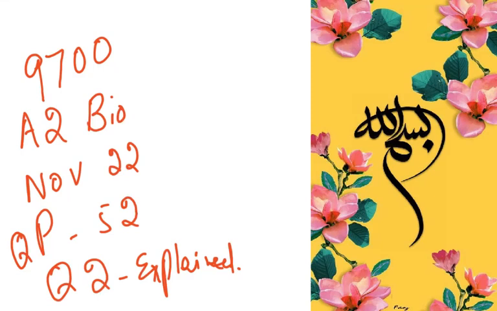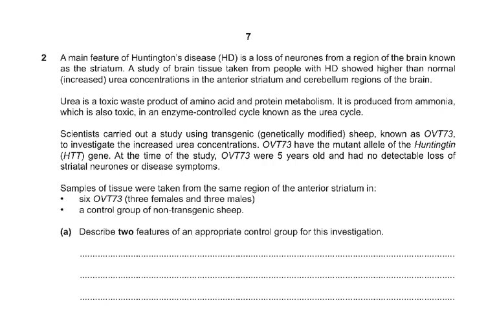Bismillah Rahman Rahim. This is the 9700 A2 Bio November 22 question paper 5-2, and this is question 2, which has been explained in this video. Now coming to question number 2, the first question was for 15 marks, so this is for another 15 marks. Now this question is a little different than previous papers, as I see.